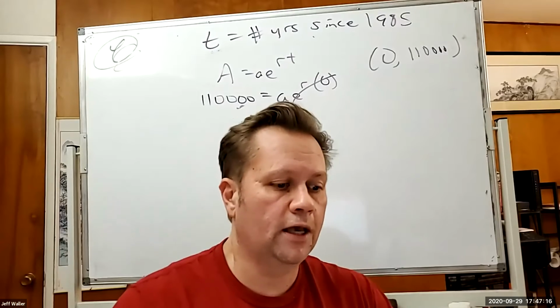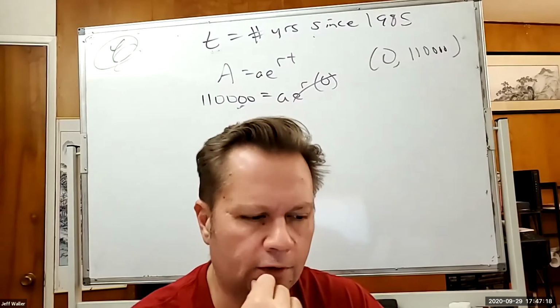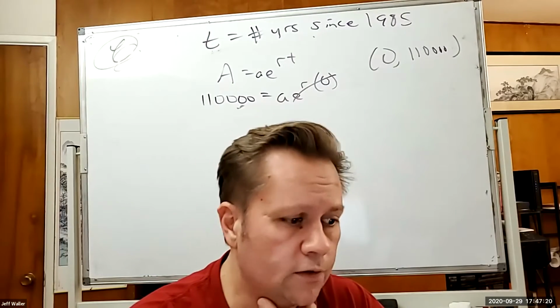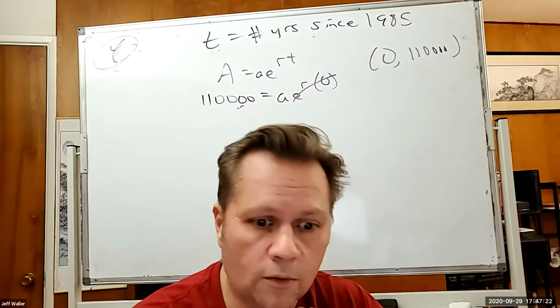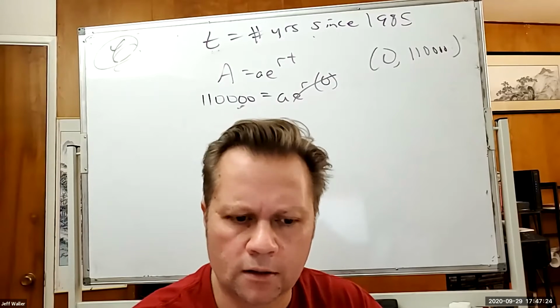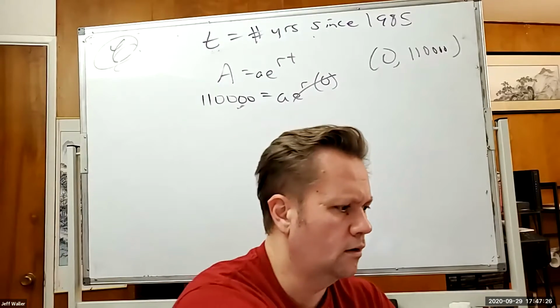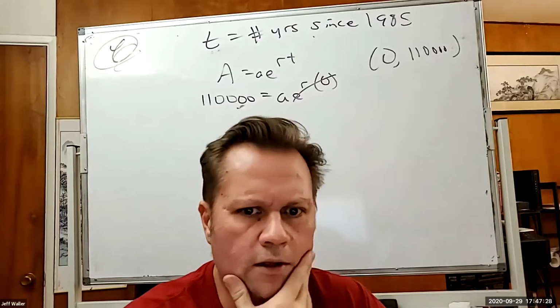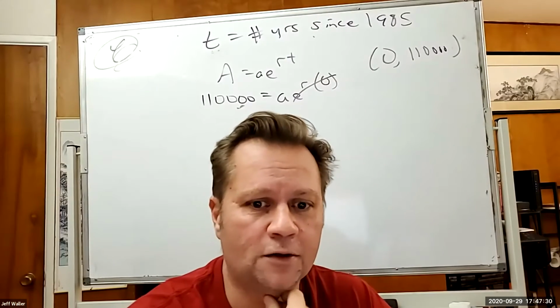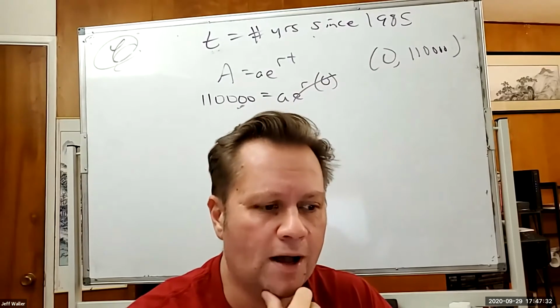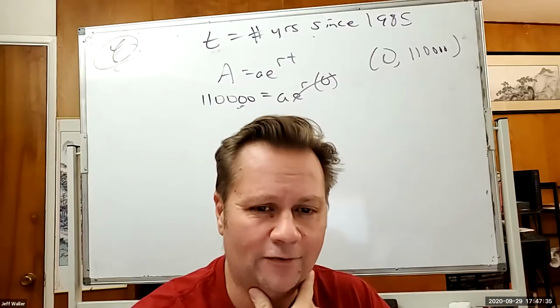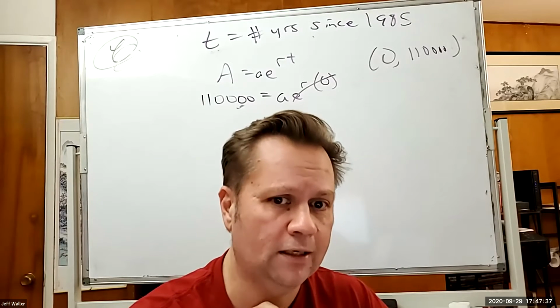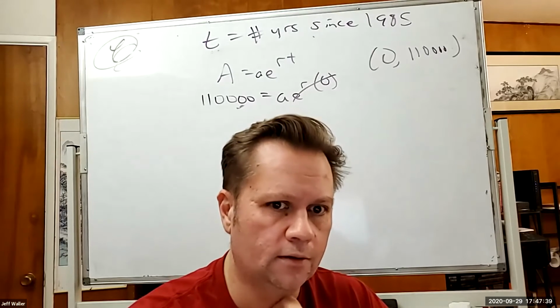Yeah, little a. How would you find the little a if you were not given the y-intercept? That would be really hard. In fact, that's why you don't want to use 1985. We actually converted it to be the y-intercept.